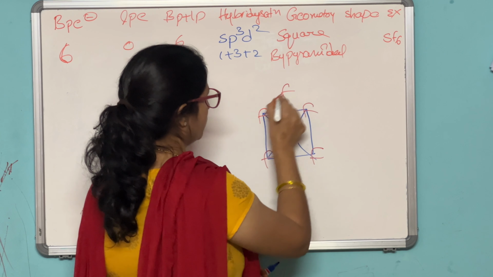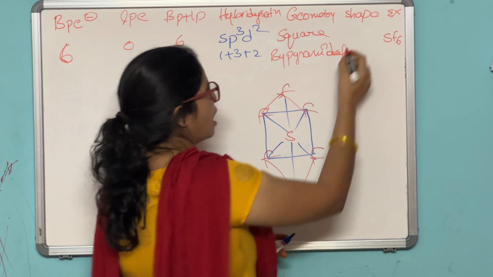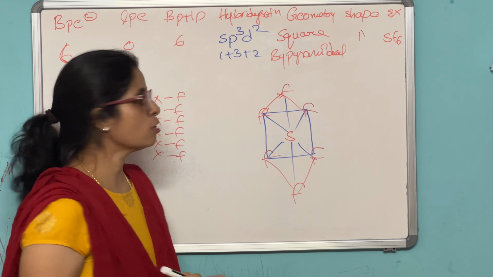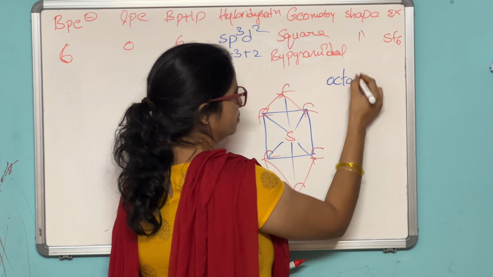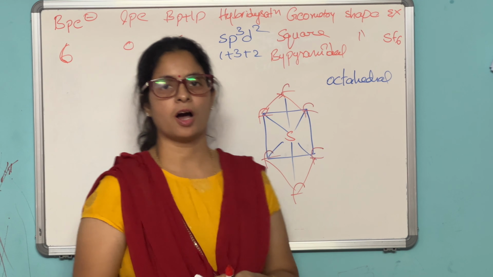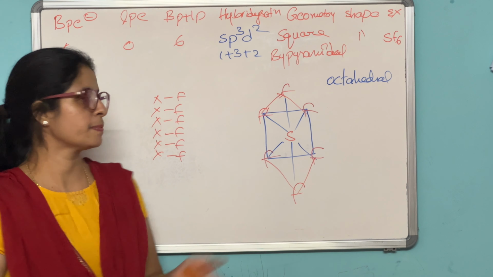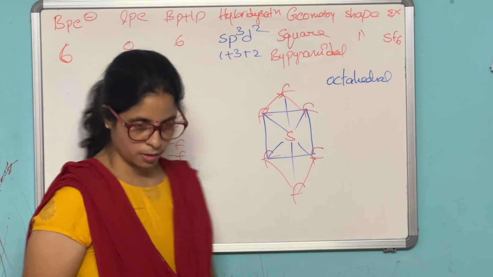You can write this as geometry. Here lone pairs of electrons are 0, so geometry will be equal to shape. So you can write this as octahedral. So square bipyramidal or octahedral geometry. Shape is also square bipyramidal or octahedral geometry.